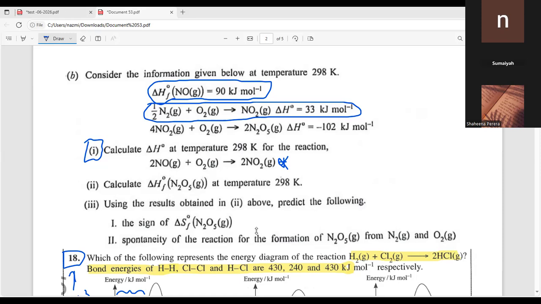Okay, both of you have got the same answer. Let's see. Products, NO2, no. 33 into 2, it is 66, minus 180. It is minus 114, no? Yes, correct. Exothermic reaction. Okay. So are you clear with today's session?